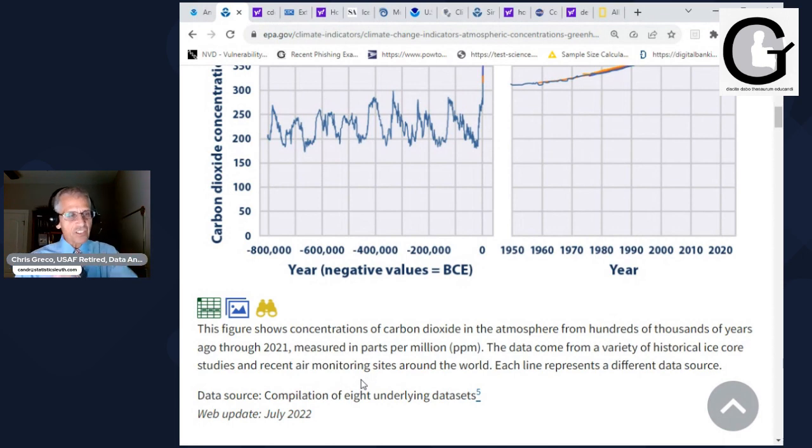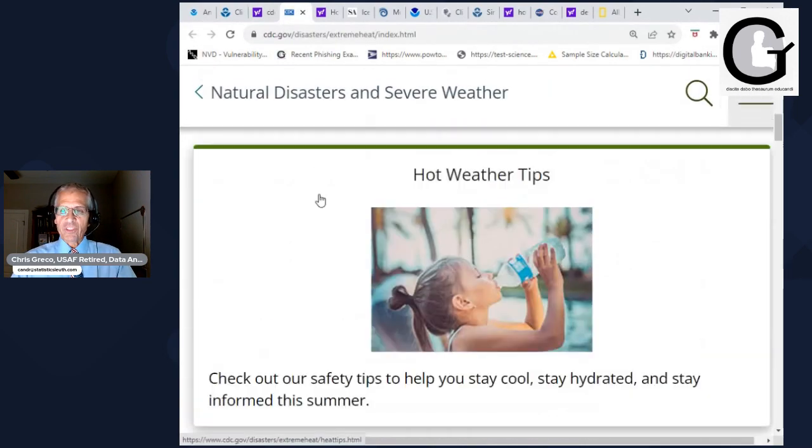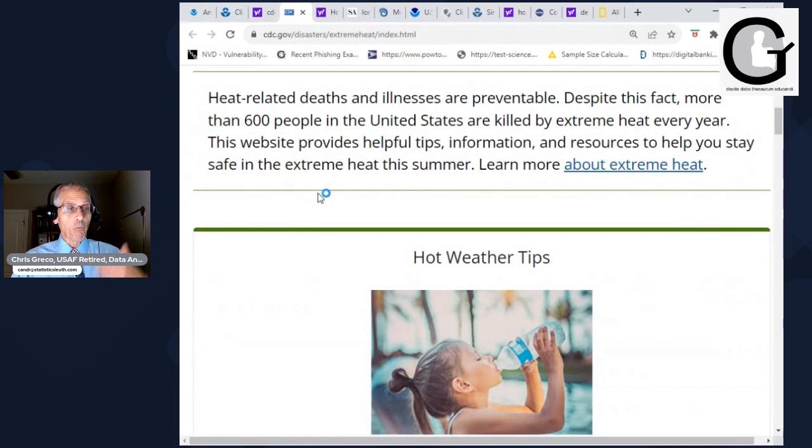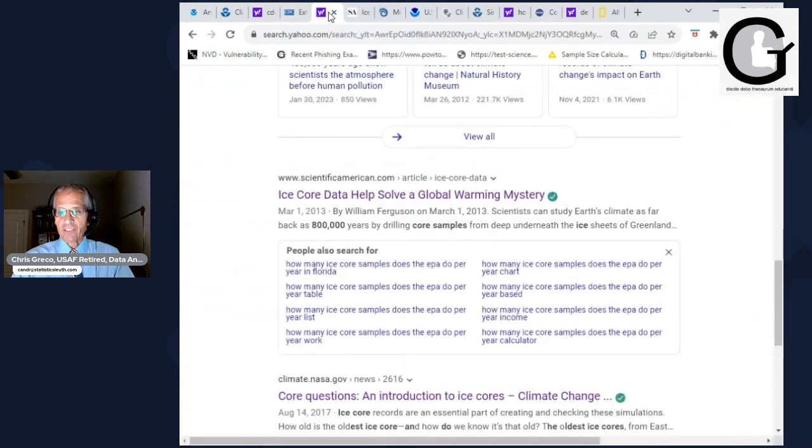So in this situation, you sit back and you go, okay, where are the ice cores being done? So what I did was I put in heat warning here, and the reason I put in heat warning is because, again, it's the global warming thing, which of course is not used anymore. It's now climate change, but whatever. So this is what we have here, and the CDC even has extreme heat advisories on that stuff. So I thought, well, that's interesting.